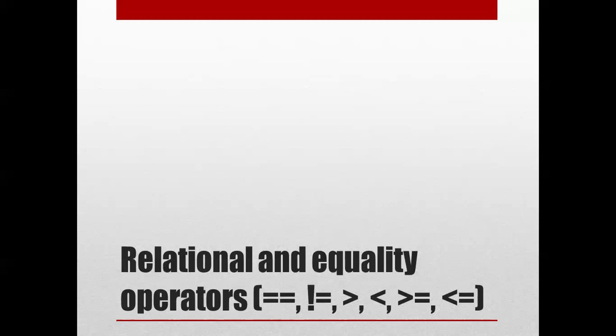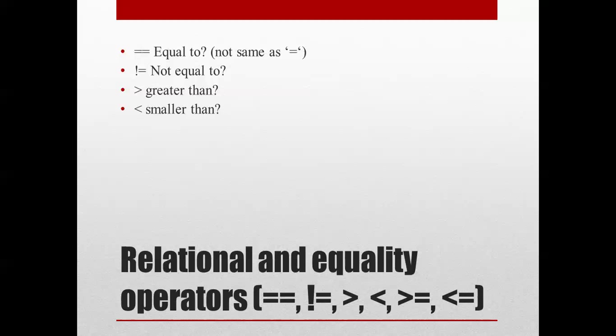Relational and equality operators. Double equals is not the same as single equals, which is the assignment operator. Double equals is asking if two values on the left hand side and right hand side are equal or not. If those two values are equal, it's going to return true, otherwise it's going to return false. Exclamation equals is asking if two values are not equal to each other. Then greater than, smaller than, greater than or equals to, smaller than or equals to. I'm guessing most people know about this.